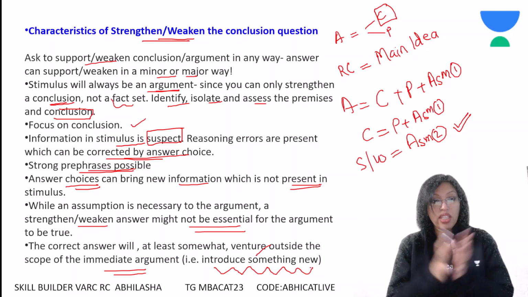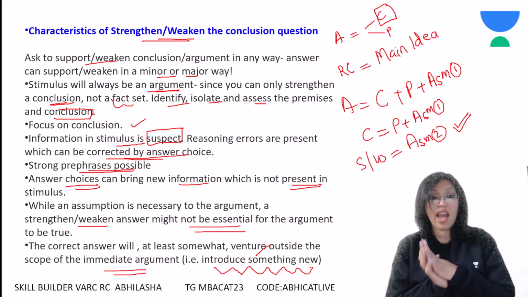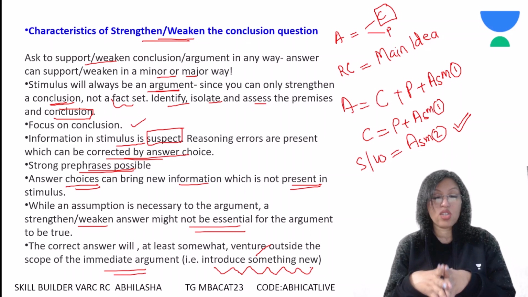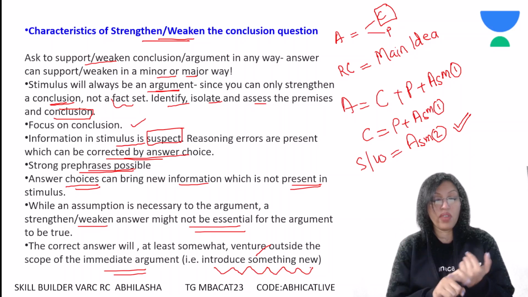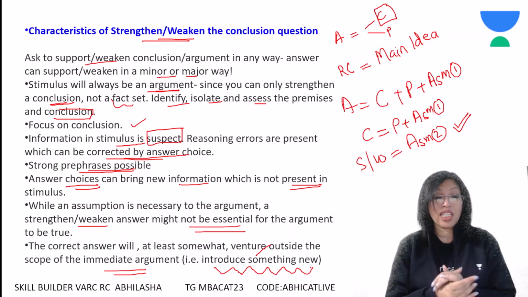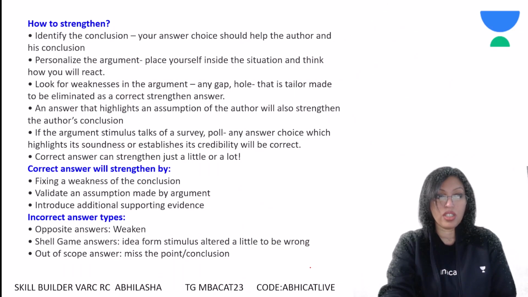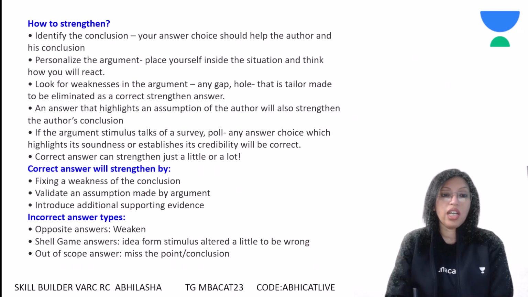Whenever you have a strengthen or weaken the conclusion kind of question, you will have some additional information in the options. So please don't close your eyes to new information. In an assumption question, in a strengthen question, in a weaken question, new information is perfectly acceptable as part of an option, and it could be the correct option. So that's important. Now, how do you strengthen? First of all, you identify what the conclusion is. Spot what the conclusion is.